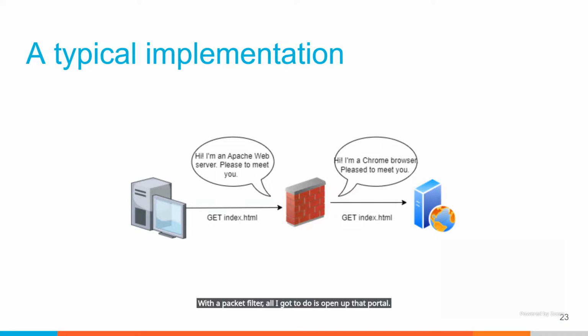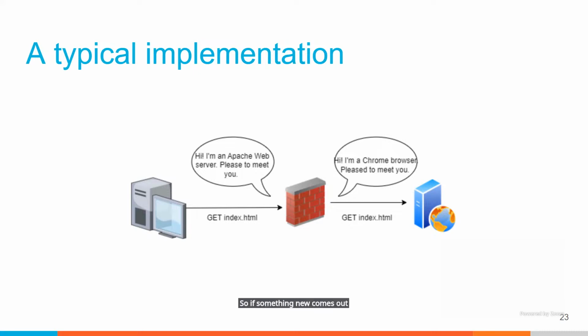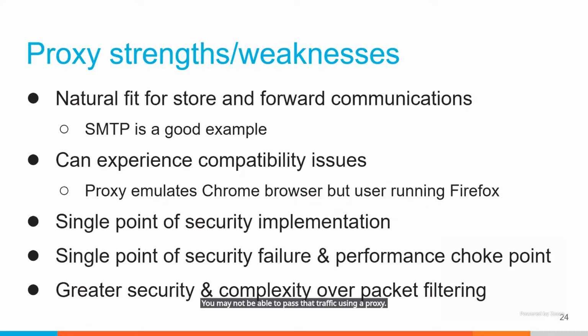Or excuse me, all I have to do is specify that protocol number. And now I'll have some semblance of control over it. But with a proxy, the proxy needs to be aware of the application. So if something new comes out that the firewall doesn't understand, you may not be able to pass that traffic using a proxy. So it does have some limitations to it.